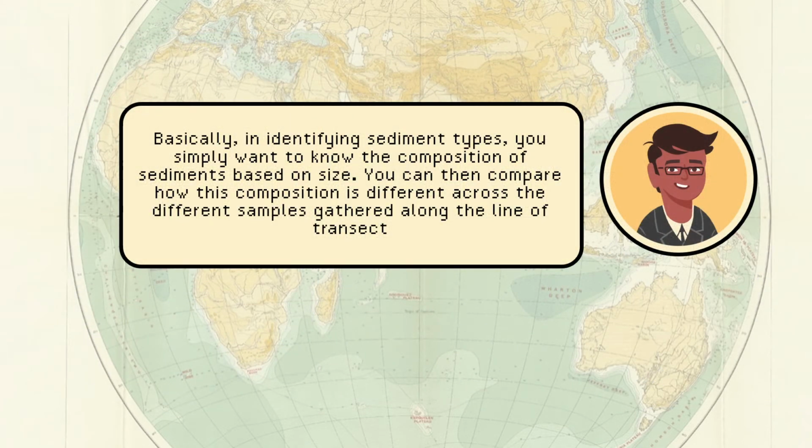Okay, so basically in identifying sediment types, you simply want to know the composition of sediments based on size. Okay, so this is identifying sediment types. You can then compare how this composition is different across the different samples gathered along the line of transect, and perhaps come up with a reason for why this happens.